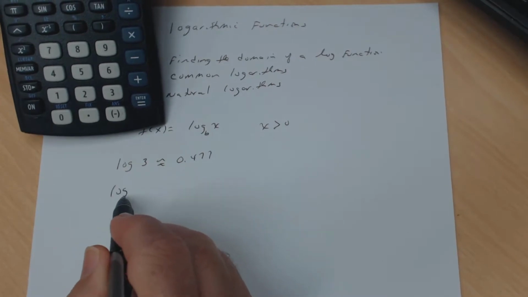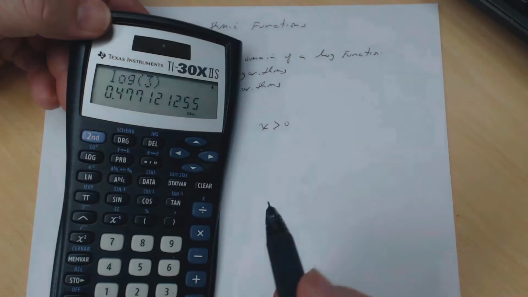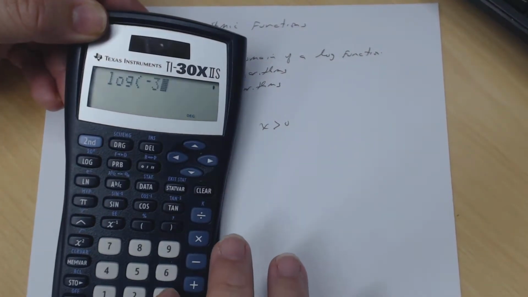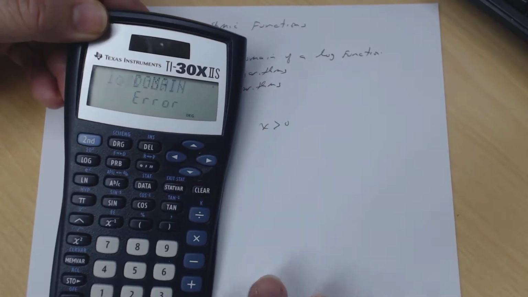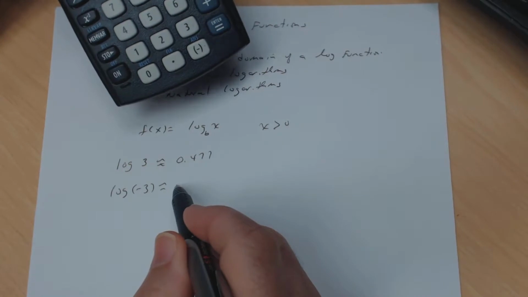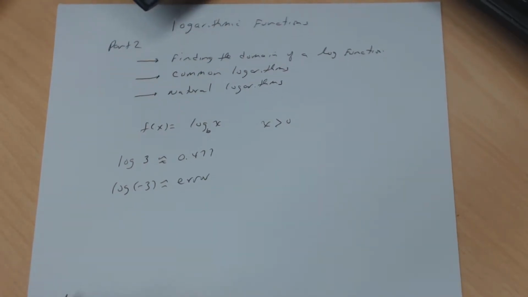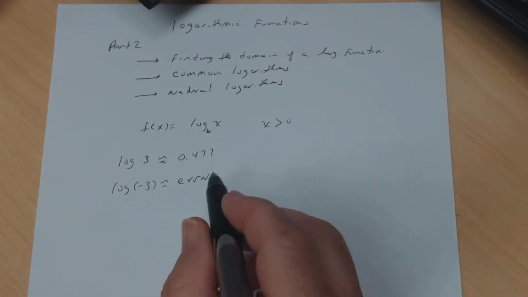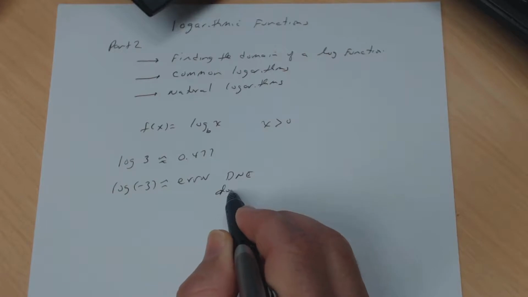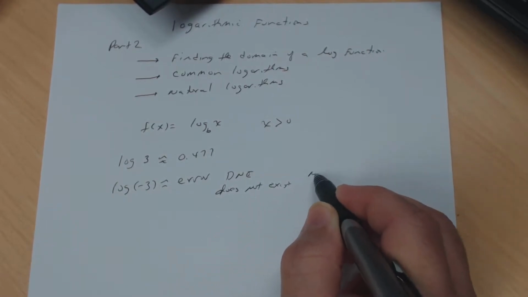But what if I take the log of a negative 3? The log of a negative 3. So let's see. If I take the log of a negative 3, close parentheses, notice I get an error. I get a domain error. So the log of a negative 3 does not exist. It's not a real number.